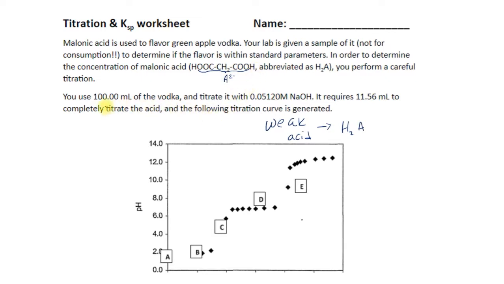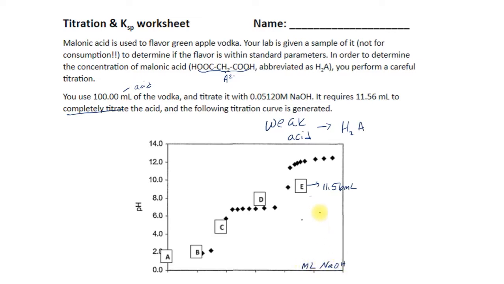Okay, we have 100 milliliters of the vodka, which is our sample, that has the acid in it. So essentially we have 100 milliliters of acid, and we're titrating it with this molarity of NaOH, and it requires 11.56 milliliters to completely titrate the acid. Okay, so complete titration means the final equivalence point. So here at this point it took 11.56 milliliters. Now I don't know what kind of questions are going to be asked, but I do know that it's probably a good idea to know what these volumes of base are.